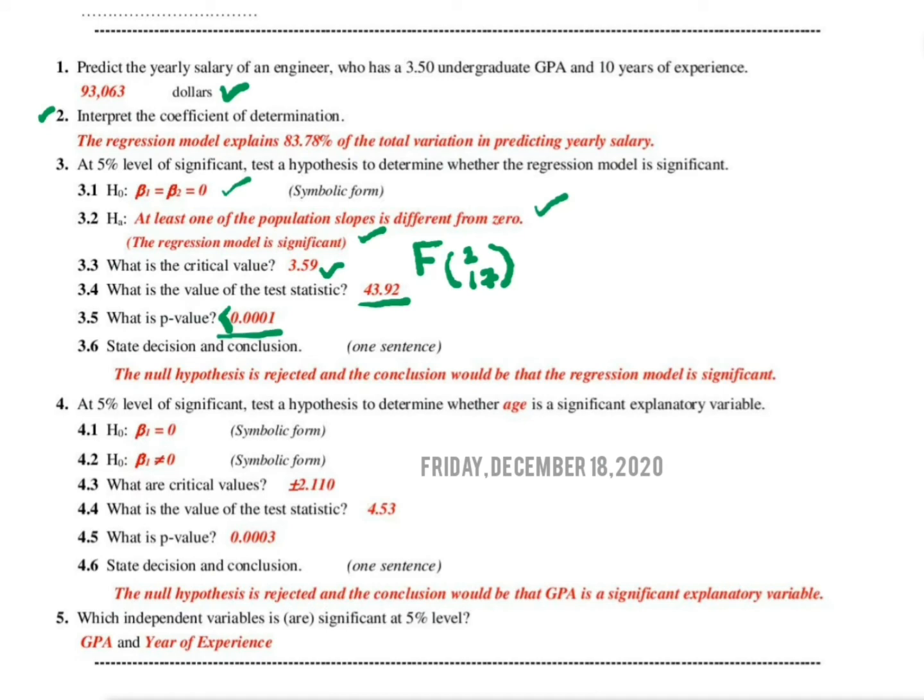The p-value is smaller than alpha. Alpha is the 5% level, 0.05. Therefore, reject H0. So you write the conclusion: the regression model is significant. Significant means HA. Okay, finish.